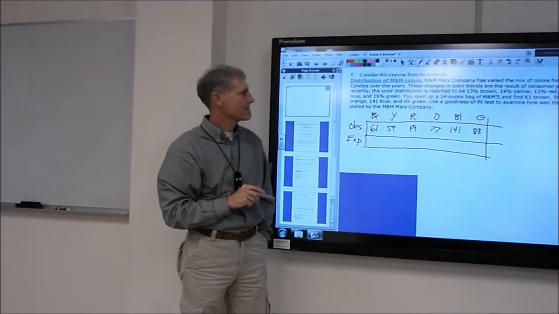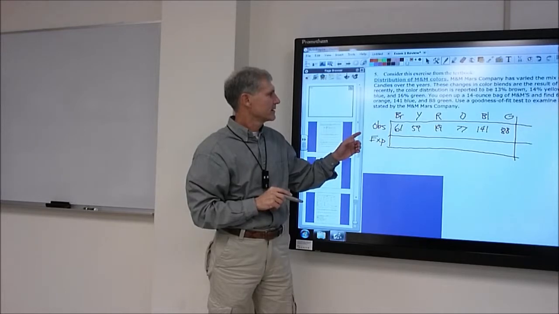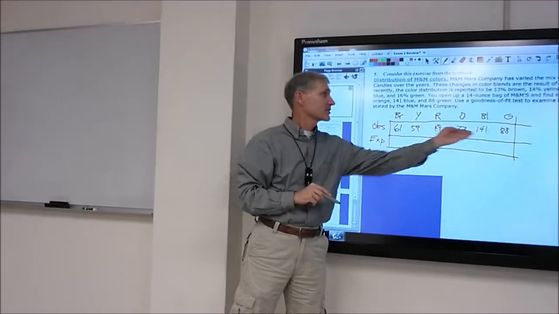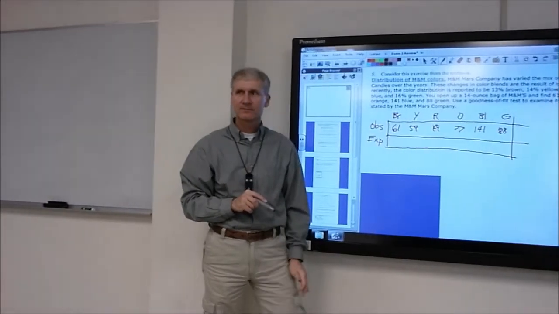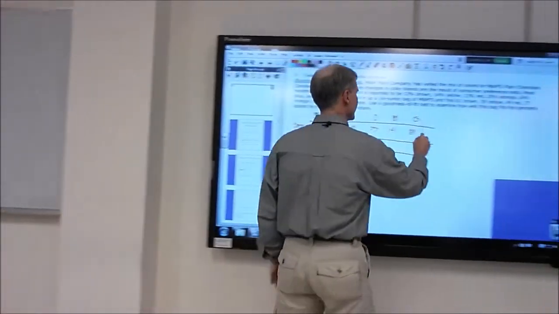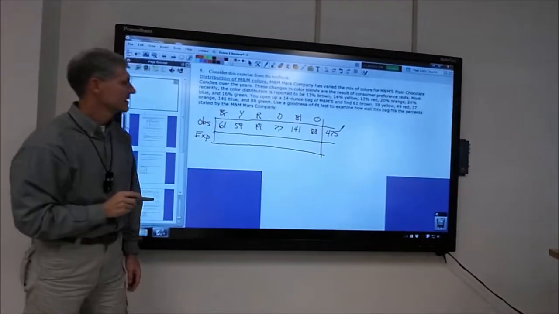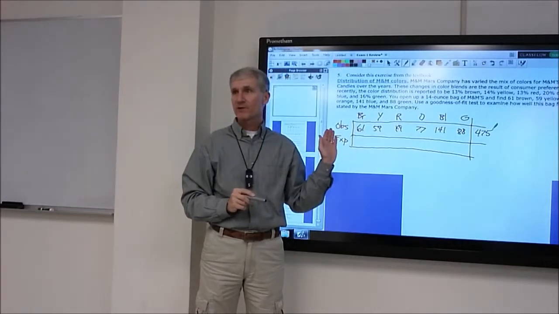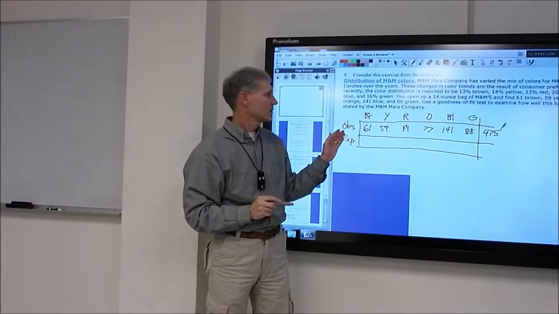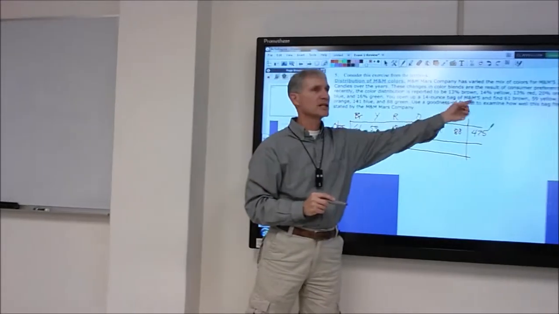There's the probabilities of the total. Times that by. Now, first of all, we need the total, don't we? How many M&Ms were in this bag? 475. Okay. Now, we don't evenly distribute like we did with the previous problem. It's not 1/6 of 475. You do it according to the percentages given.